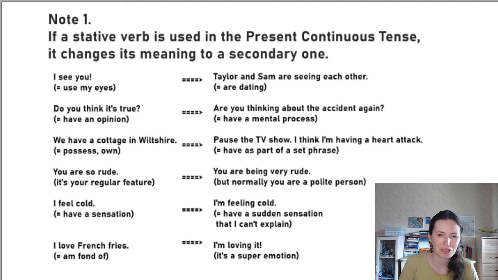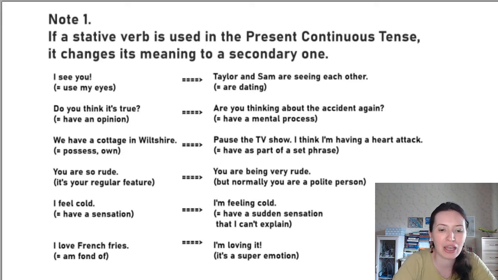If I say you are being very rude, it means that you are rude now, but I know that you are not rude all the time, so that's your unusual behavior. For example, if we have a very polite person, like the monitor of our group, and then the monitor one day starts answering very rudely, and I tell them, you are being very rude, but normally you are such a polite person, right? So you see the difference between to be in the meaning to be in the state and to be in the meaning to behave unusually, right?